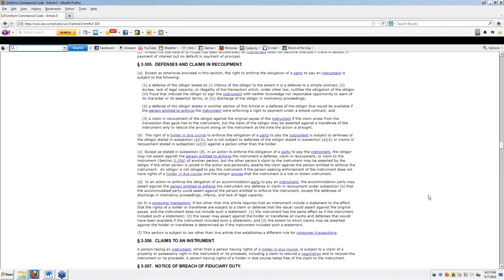Defenses and claims and recoupment. We've read that several times. We have a screenshot here. We've gone over the holder in due course. We've gone over 3-306. They can't prove that they're holder in due course. So on their part, defense would be number 1.